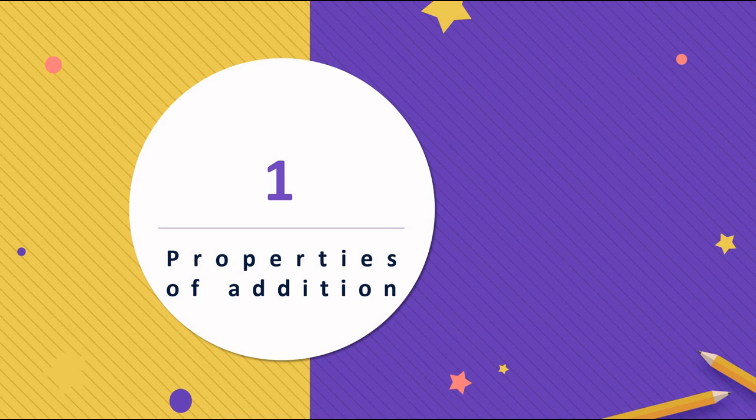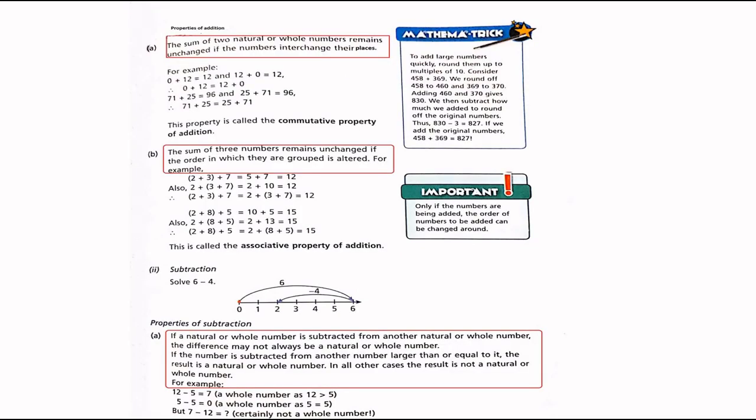Number one, property of addition. The sum of two natural or whole numbers remains unchanged if the numbers interchange their places. For example, 0 plus 12 is equal to 12 and 12 plus 0 is equal to 12. 71 plus 25 is equal to 96 and 25 plus 71 is equal to 96. 71 plus 25 is equal to 25 plus 71. This property is called the commutative property of addition.